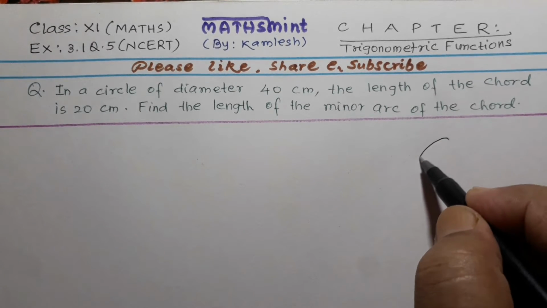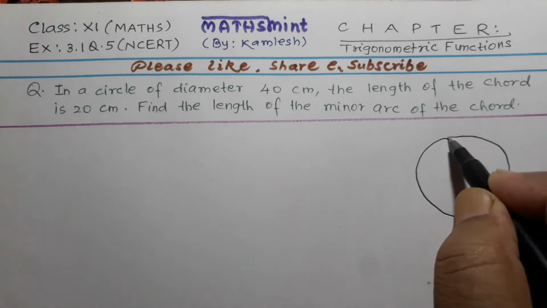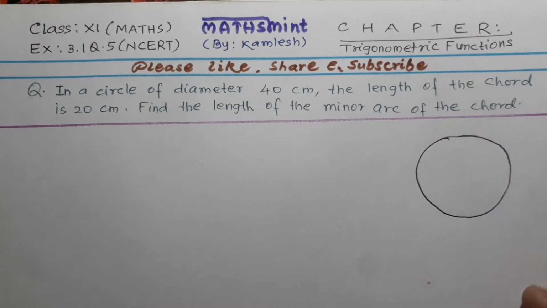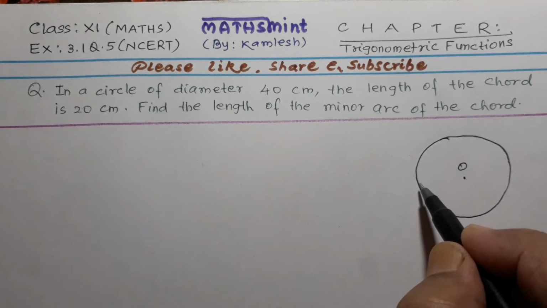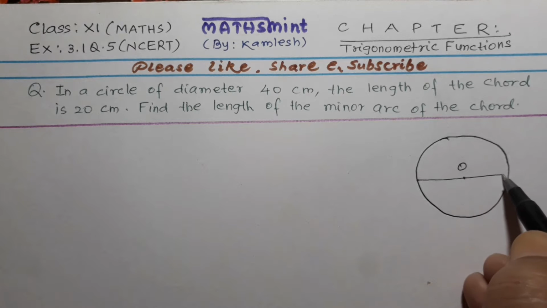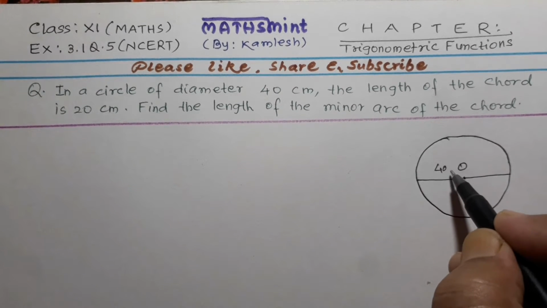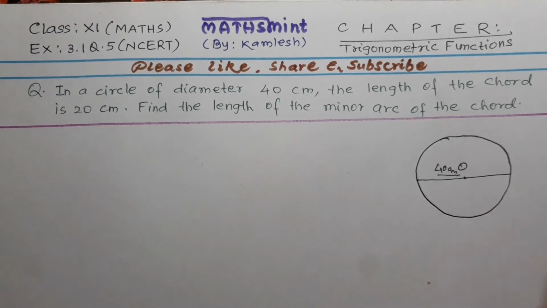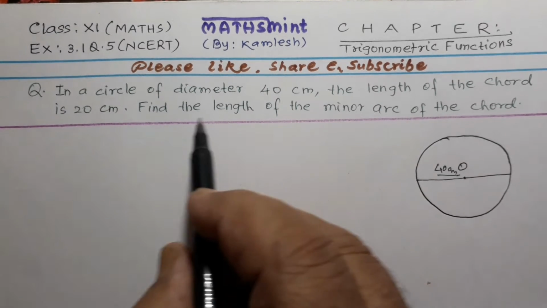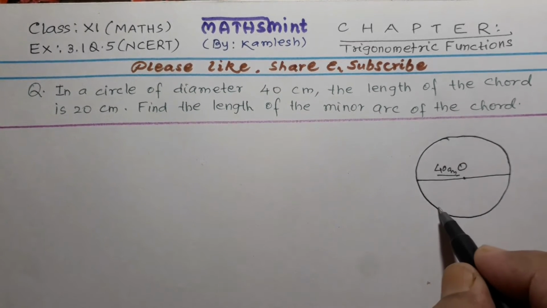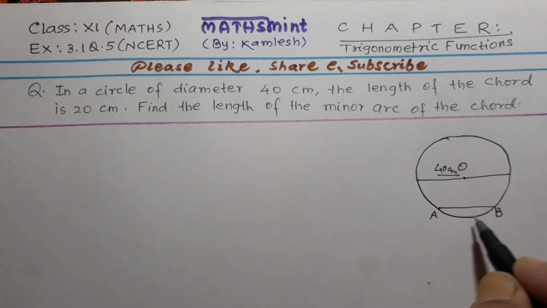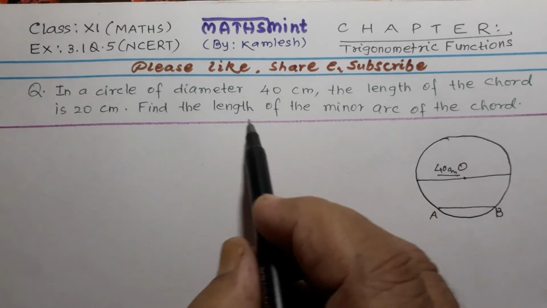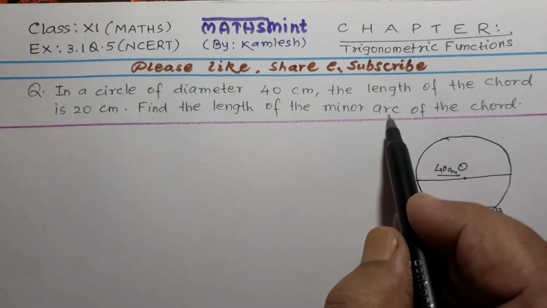Suppose this is a circle, and O is its center. So a chord passing through the center is called diameter. So this is 40 centimeter, and the chord is 20 centimeter. So suppose this is AB. AB is a chord. We have to find the length of the minor arc.